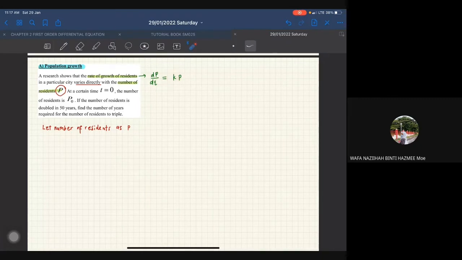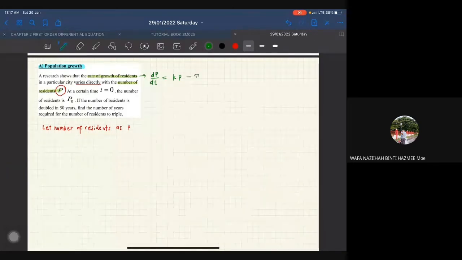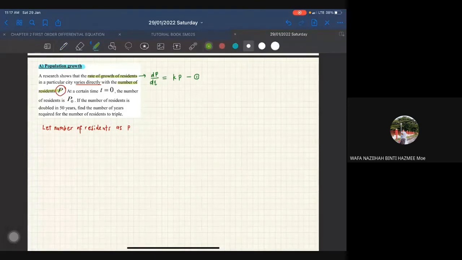So kalau kita tengok dekat sini balik, cuba baca. Okay, so what can we get from here is rate of growth of residents ni bergantung kepada number of residents. Okay, so dp dt is equal to kp. So itu adalah first information yang kita boleh dapat. Settle kat situ. Okay, so sambung lagi baca, saya tekan highlight warna lain pula.